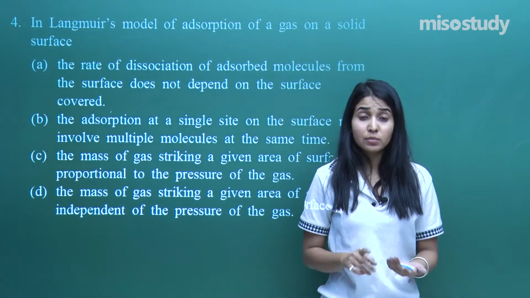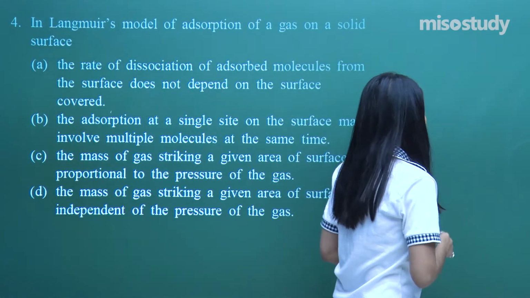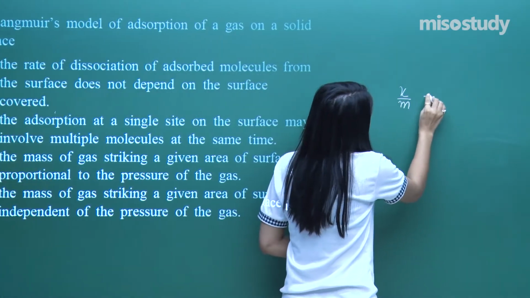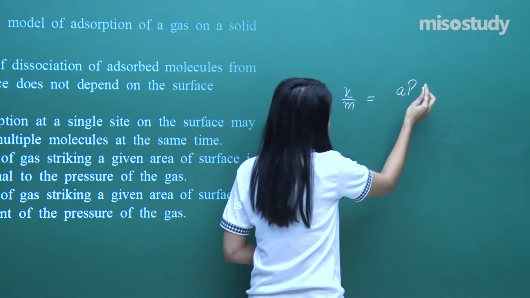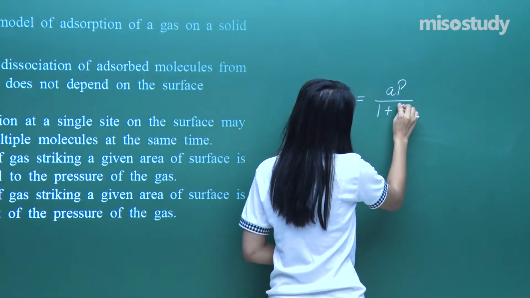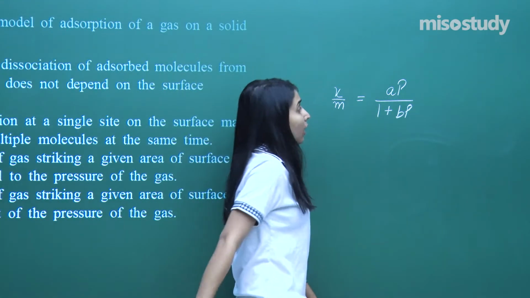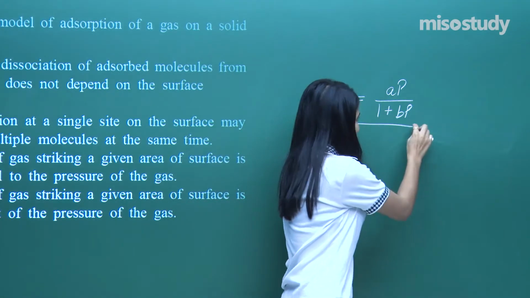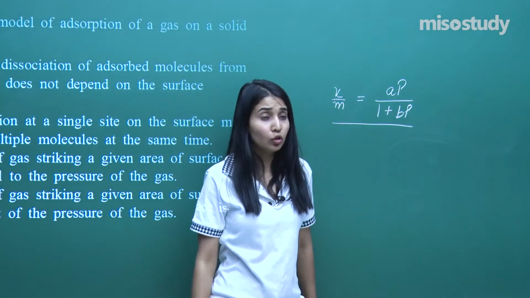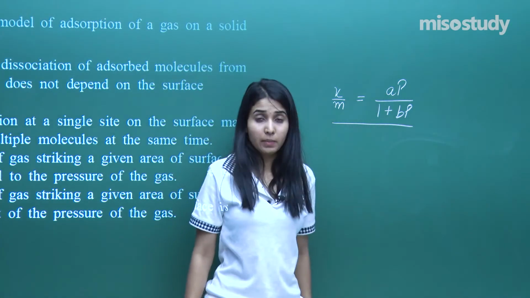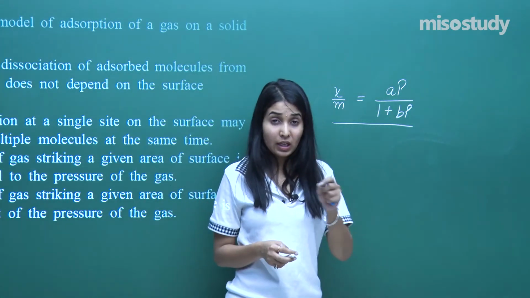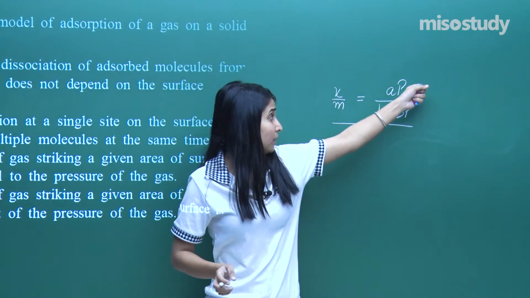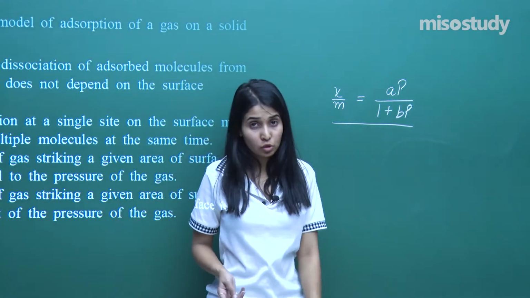Apart from that comes the formula. Now, what used to be the formula? X by M is equal to AP upon 1 plus BP, right? I have done this formula. I know that A and B are my constants. They are dependent on the nature of the gas, the nature of the adsorbent or the adsorbate, and this P refers to my pressure. So, what do you see?